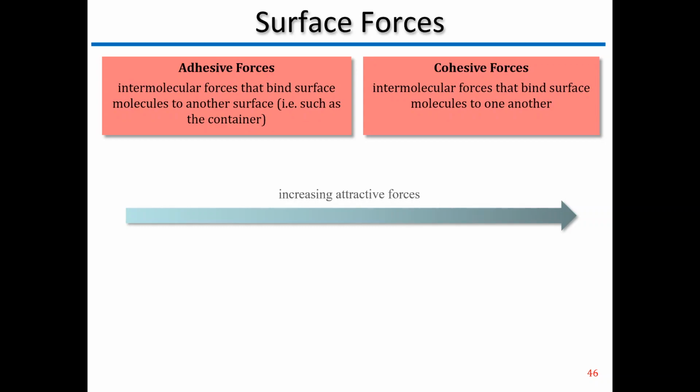So in other words, this is when we have high IMF, and this is if we have low IMF. Okay, so if I have high attractive forces, cohesion dominates. If I have low attractive forces, adhesive forces dominate.